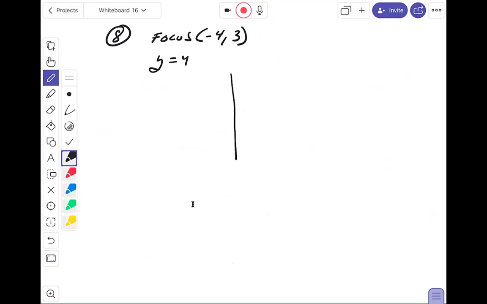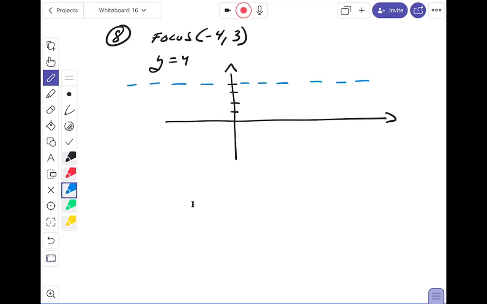Well, again, what I'm going to do is draw a picture. Again, that wouldn't be an accurate picture. It's just good enough for me. So what's y equals 4 look like? 1, 2, 3, 4. And I put that line in for you. Dash line. Again, y equals 4 is the directrix.